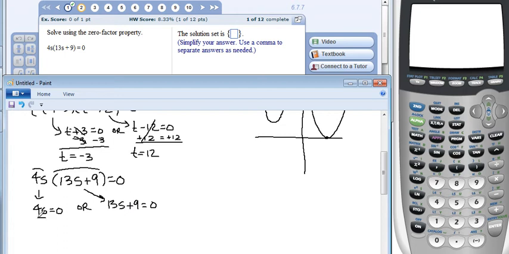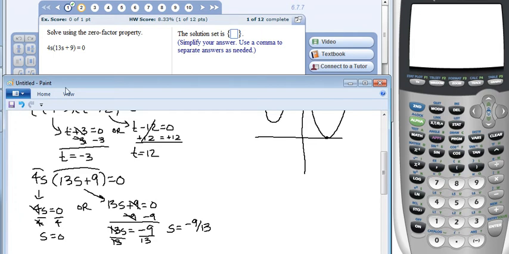I'm solving for s, so I'm going to divide by 4 on both sides. 0 divided by 4 is 0. On this one, I'm going to solve for s by first subtracting my 9 across. My 9's are gone. 0 minus 9 is -9, and then I would divide through by 13 on both sides. So s is equal to -9/13, or 0.